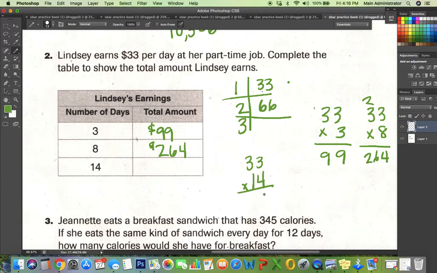3 times 4 is 12. Again, 3 times 4 is 12, but we need to add this 1, that's 13. I'm done with this 4, so I have a 0 as my placeholder, and I'm going to the 1, and the 0 tells me I'm in another place value, right? 1 times 3 is 3. 1 times 3 is 3. I add this up, and I'm going to bring this number over here. 2 plus 0 is 2. 3 plus 3 is 6. And 1 plus 3 is 4. So I'd get 462. Okay, so those would be the amounts that she earned.